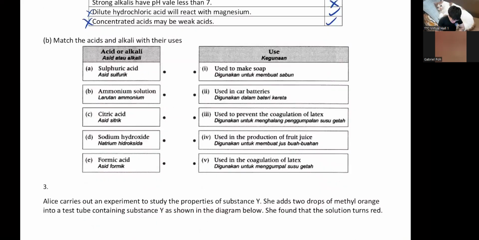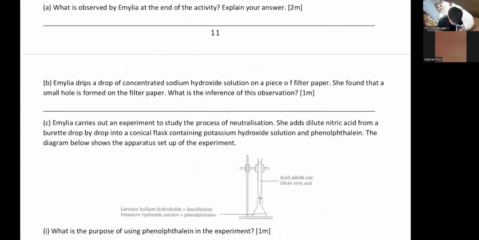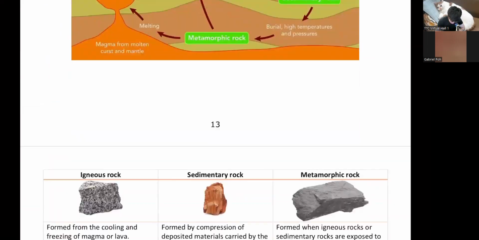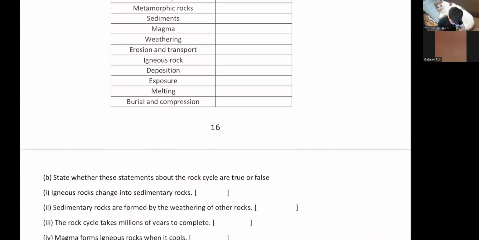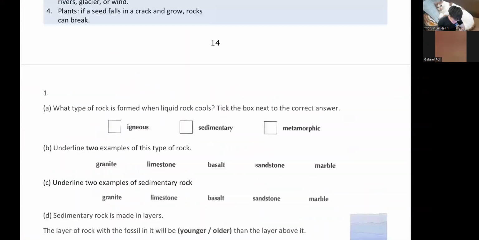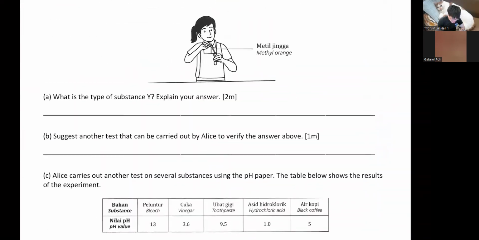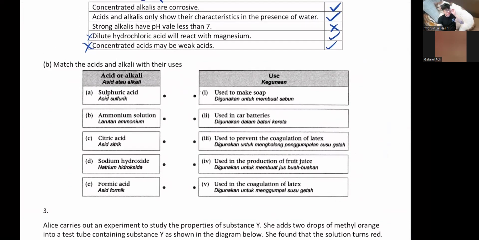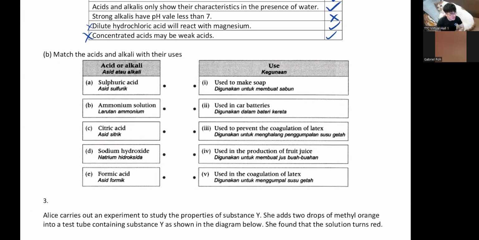Right, next one. Let's see how many questions we have. Okay, so you know what? Since Renee is not here today, I'll try to save some for her, because we have one more week to finish this. So there's no need for us to rush so fast.